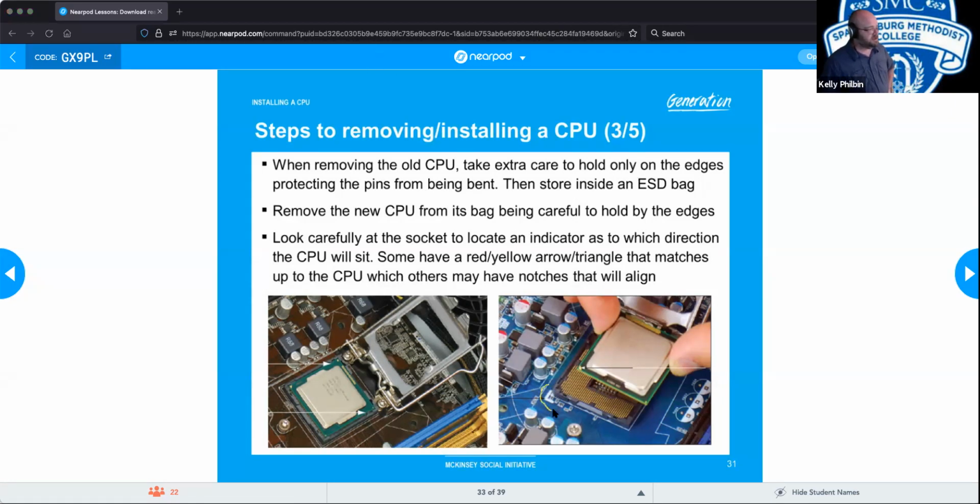See, right here is the triangle on the board to indicate to you, you match up the triangle on the chip and the triangle on the board so that you know the orientation of the chip when it is being placed into the socket. You can even see it over here. Here's the triangle. There's the triangle, nicely matched up so that the chip is as it should be. Questions so far?